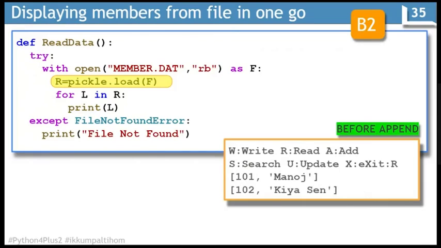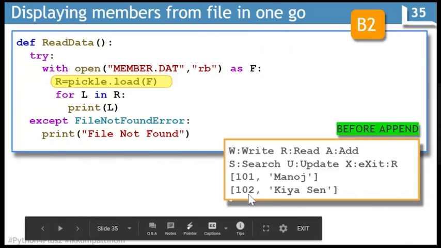After this, if we retrieve the data with the help of RB mode, we will retrieve the entire content in one go. If you remember the earlier read operation, inside the loop we were retrieving each list separately. Now this time we are retrieving the list of lists in one go. With the help of this command, the list of lists is retrieved, and with the help of this for loop we are displaying each list separately. So 101 Manoj and 102 Kia Sen are displayed.